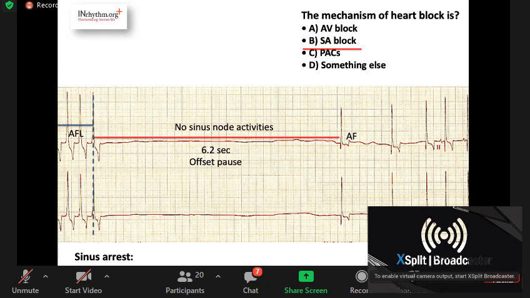Then, after the flutter has terminated, there is no sinus node activity in the form of absence of P wave. And that continues to resume and what? Sinus rhythm or atrial fibrillation? Atrial fibrillation, because we don't have a P wave yet. And if you look at the last 2 beats, there are some P waves here with biatrial enlargement. Excellent, Neeraj, thank you.